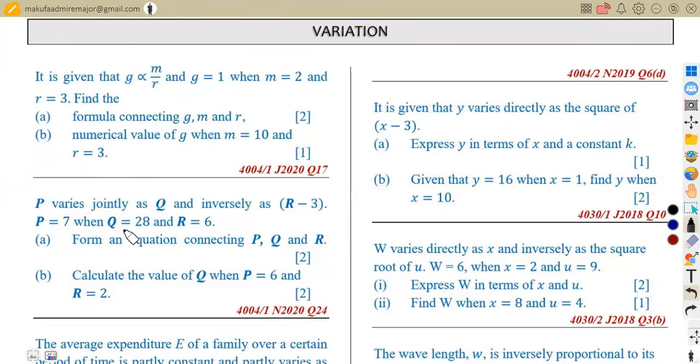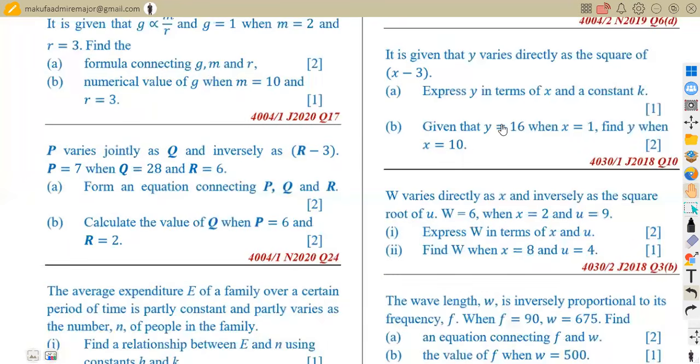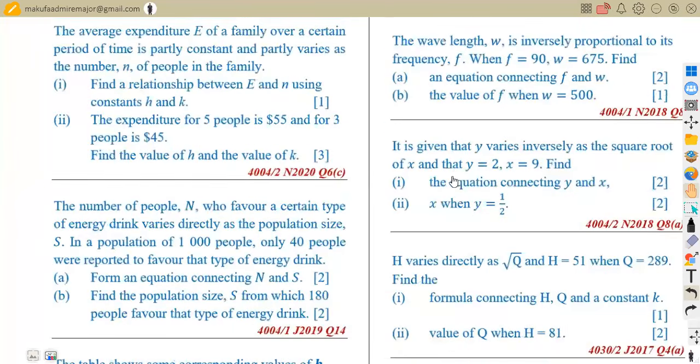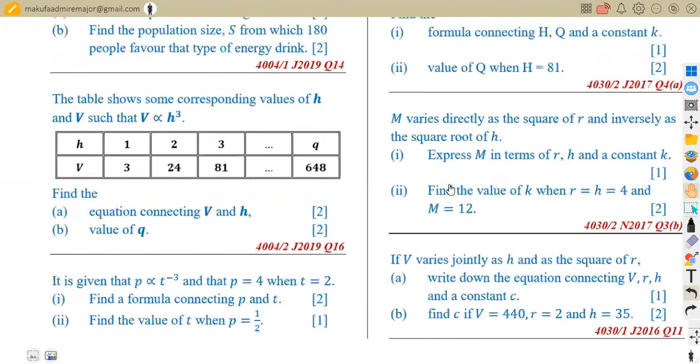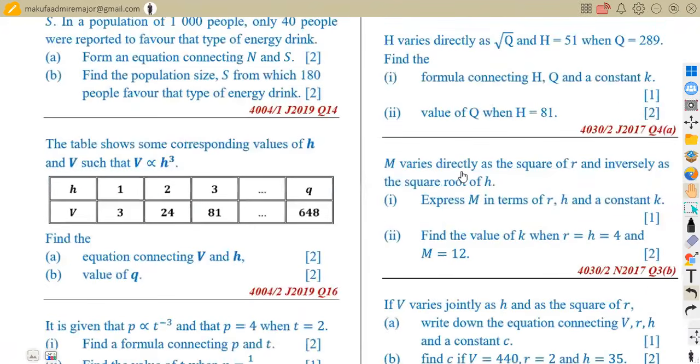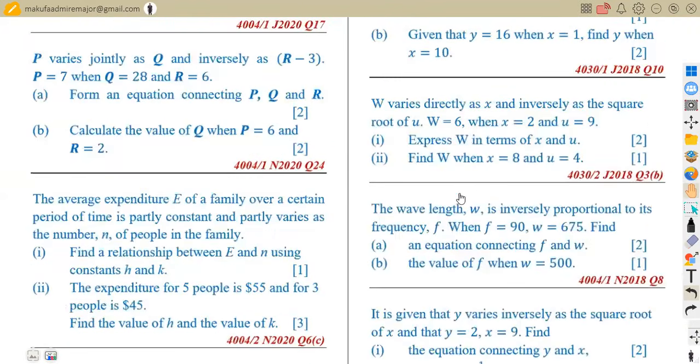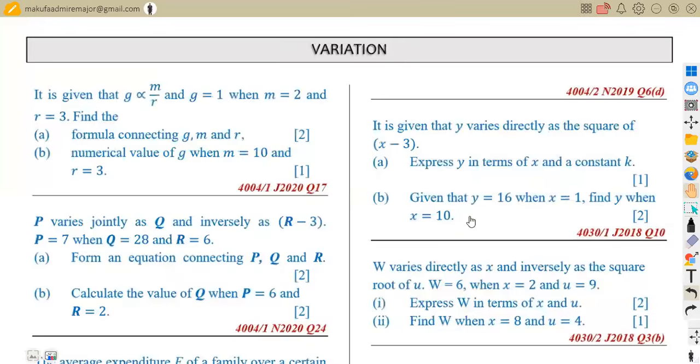All right, so this time we just want to consider our variation concept from our ZIMSEC topical collection. Yes, that's variation. We have a lot of questions here that we are going to focus on, a lot of questions that can help us to understand our variation techniques. How do we play around with variation?